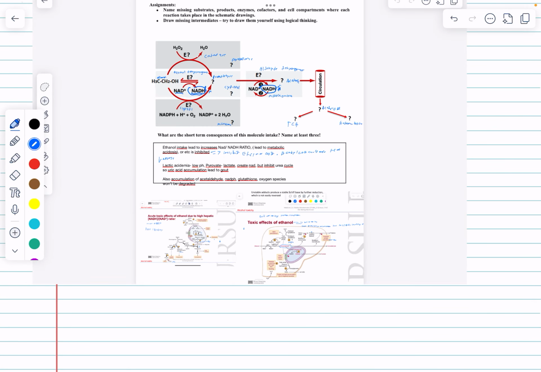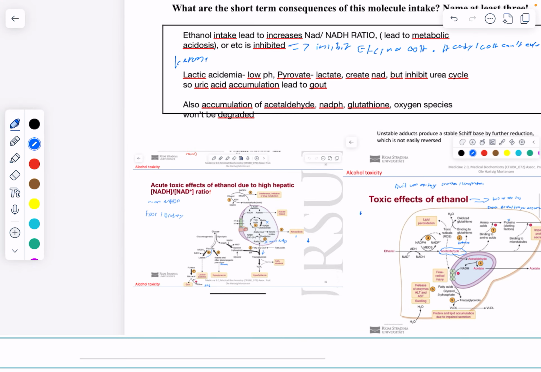So basically, when we have so much NADH, we want to use this NADH to create lactate from pyruvate. And this lactate will be increased because we want to regenerate NAD+. When this lactate accumulates in the body, you know what this will do. It will lead to a lactic acidemia, so basically a drop in the pH level.